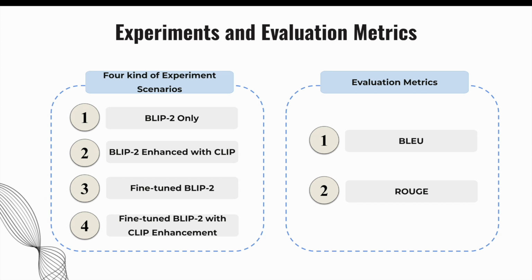For the first scenario of our experiment, we use only the Blip2 model and evaluate the generated captions using BLEU and ROUGE scores based on the reference caption. We then use Blip2 to generate 5 captions, and further apply the CLIP model to select the one with the highest similarity to the image as our second scenario. Following this, we fine-tune the Blip2 model and repeat the first and second steps as our third and fourth scenarios.